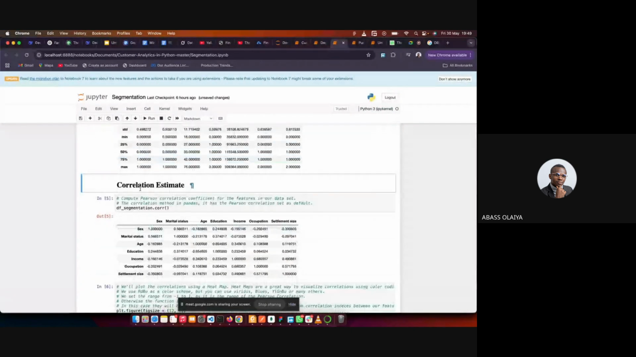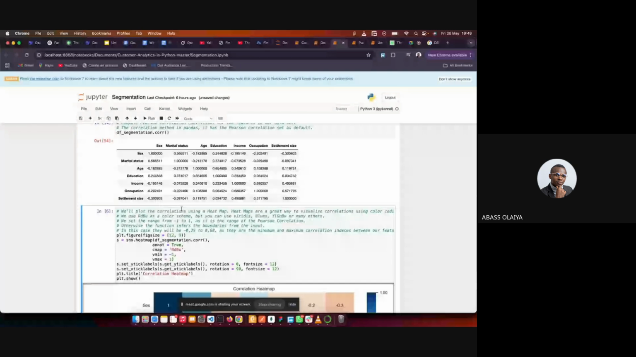Then we are doing correlation estimates. So do you understand what I mean by correlation, before I go on?